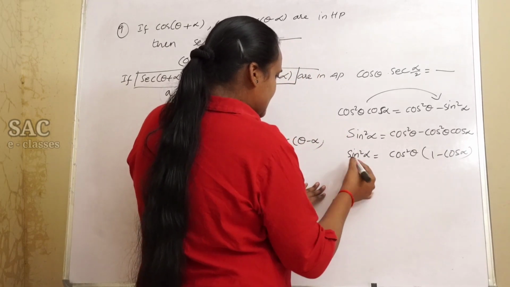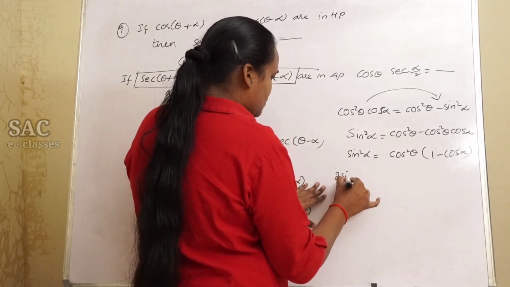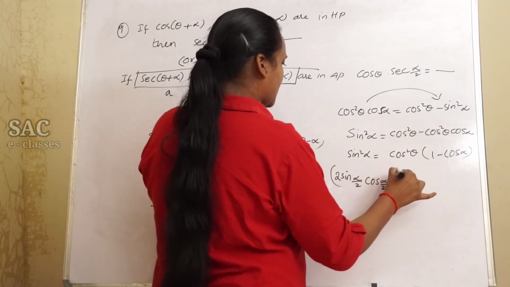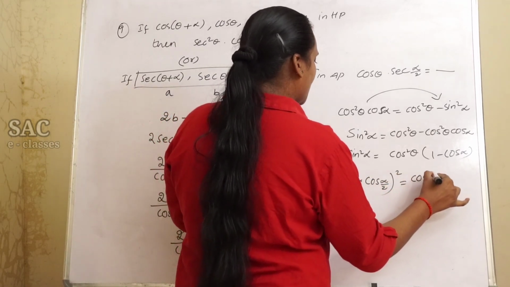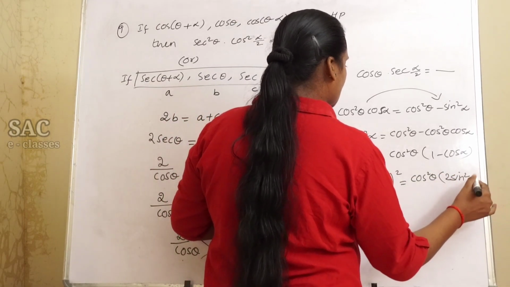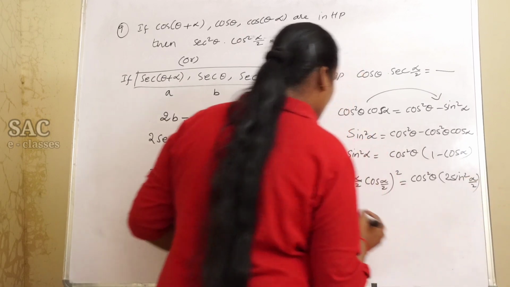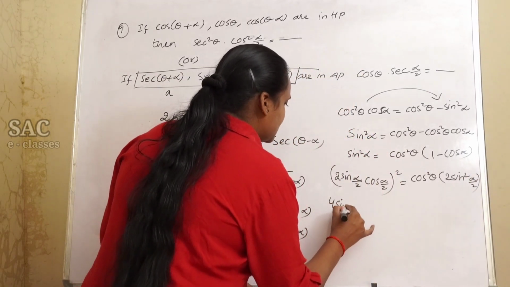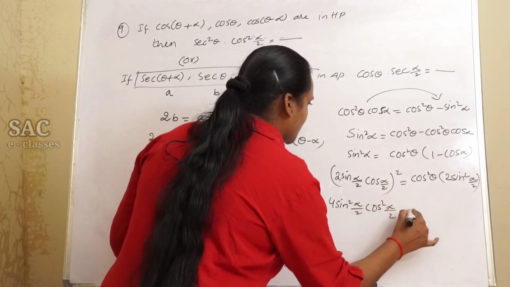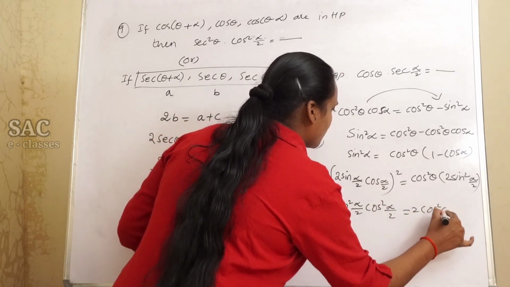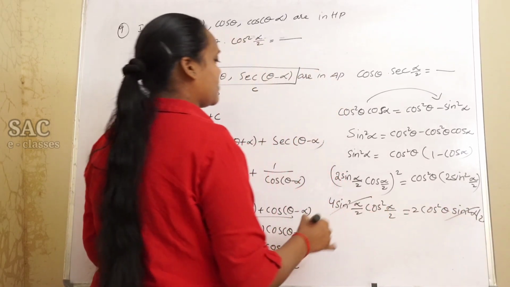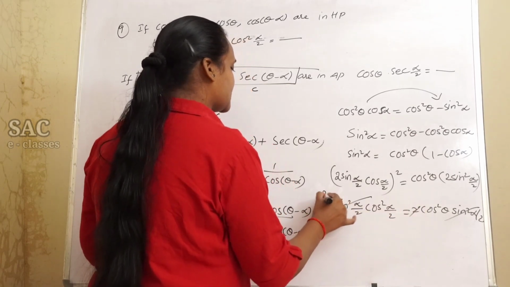We know that sin alpha can be written as 2 sin alpha by 2 cos alpha by 2, whole square, equal to cos square theta into 1 minus cos alpha, which can be written as 2 sin square alpha by 2. Then it is 4 sin square alpha by 2 cos square alpha by 2 equal to 2 cos square theta into sin square alpha by 2. Sin square alpha by 2 and sin square alpha by 2 get cancelled.